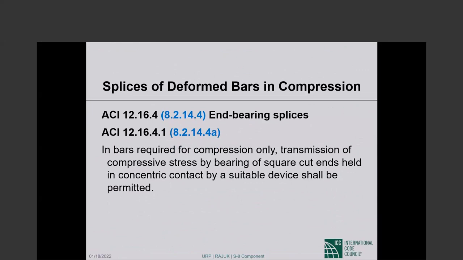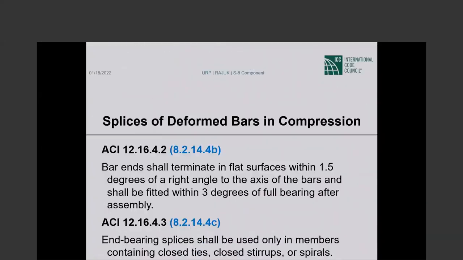End bearing splices. There are such things in compression. So in bars required for compression only, transmission of compressive stress by bearing of square cut ends held in concentric contact by a suitable device shall be permitted.